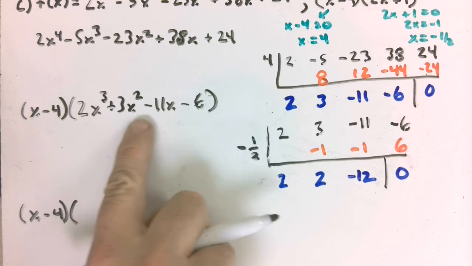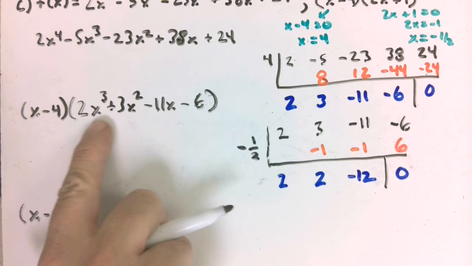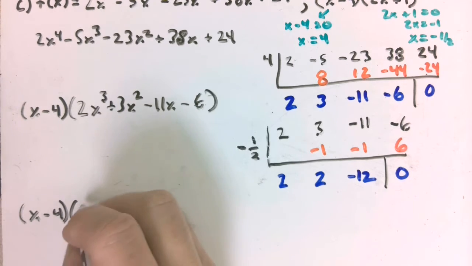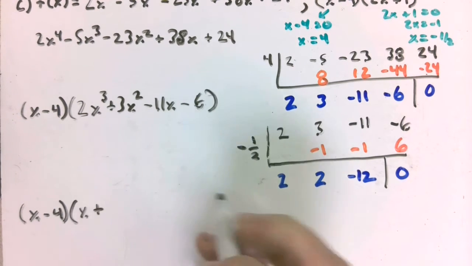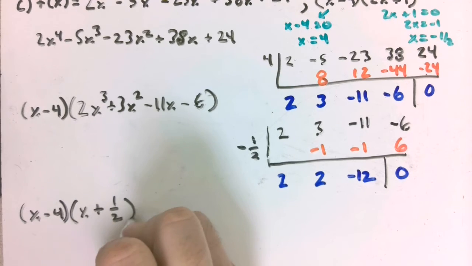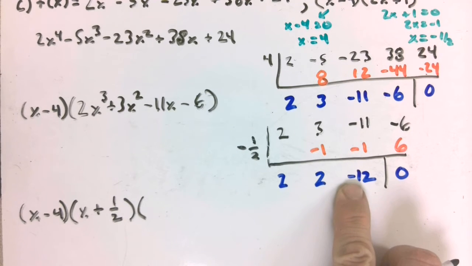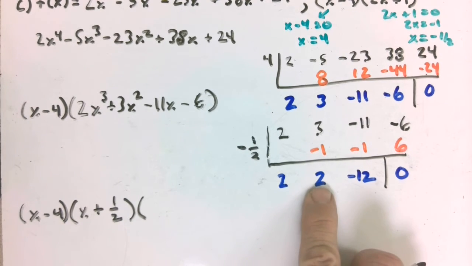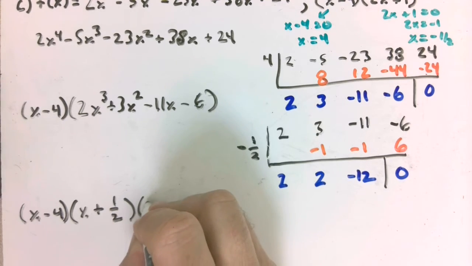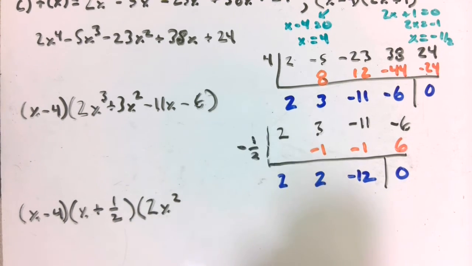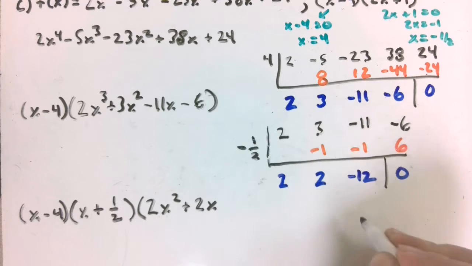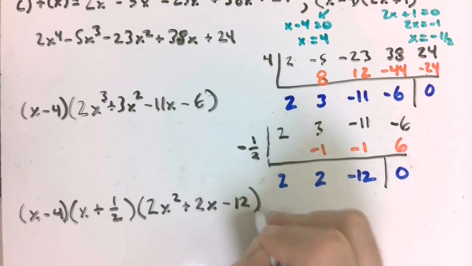Now I'm taking this four-term polynomial, and I'm going to break it up using an x plus 1/2, and then these values. Constant, x squared. So 2x squared plus 2x minus 12.